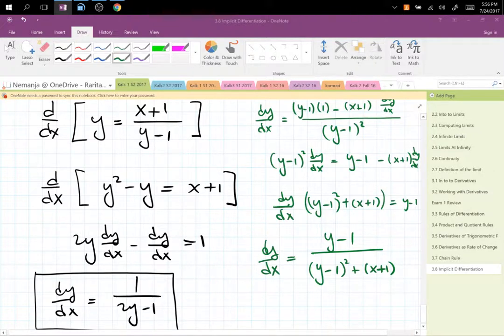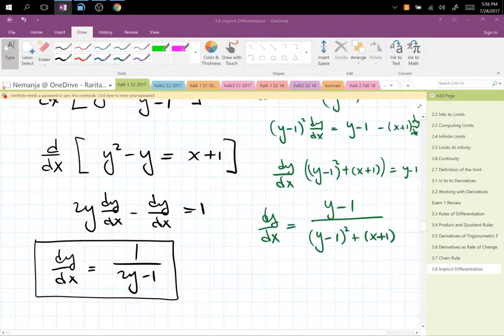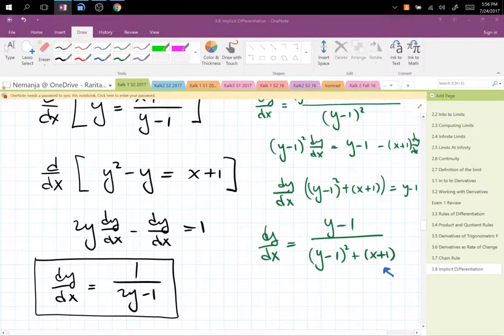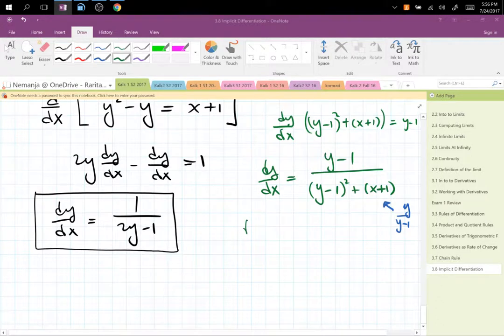So let's say this x plus 1. What's x plus 1? X plus 1 is going to be y over y minus 1. So x plus 1, this puppy here, is y over y minus 1. So this is just now working on algebra. I'm not even doing anything calc. So dy dx is equal to y minus 1 over y minus 1 squared plus y over y minus 1.